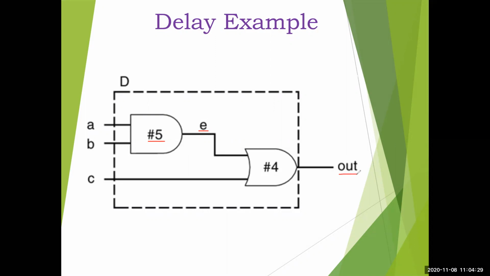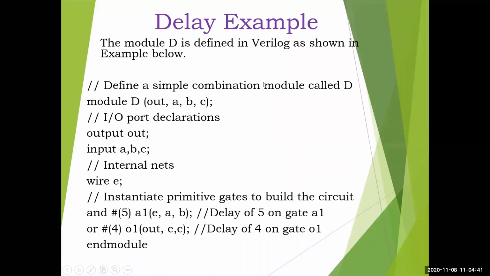So this is a very simple example with a delay. How do we specify it in a program? Now we see the gate level description for this simple equation. You write module D with the list of ports. What are there? Output out, and three inputs, A, B, and C. In this list of ports you have to differentiate which are inputs and which are outputs. So only one output, out, and the inputs are A, B, and C.